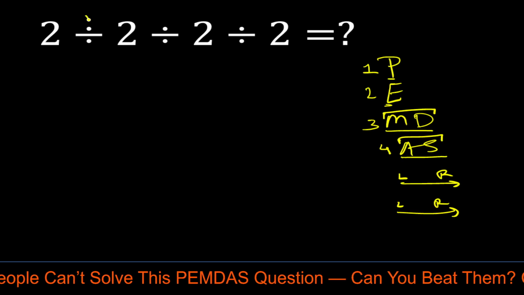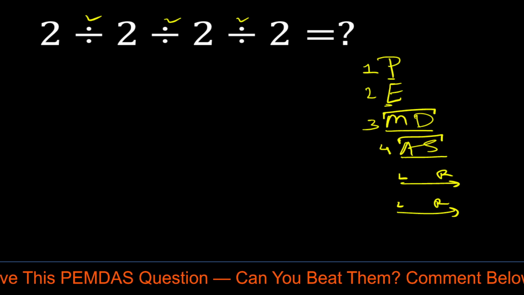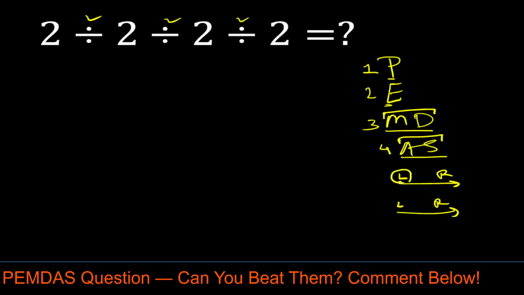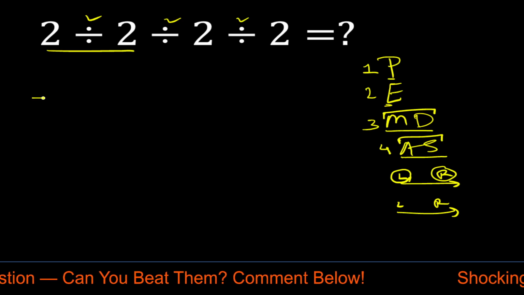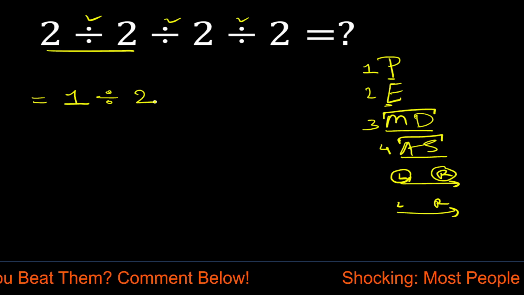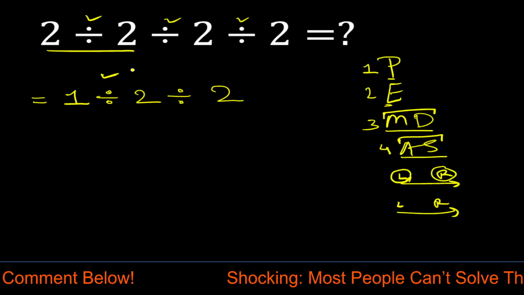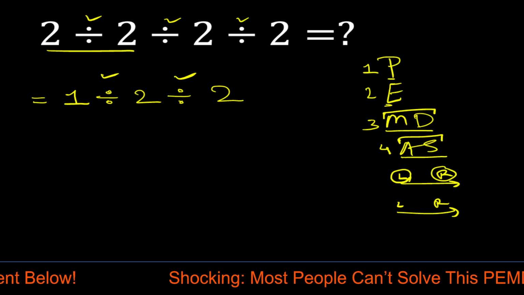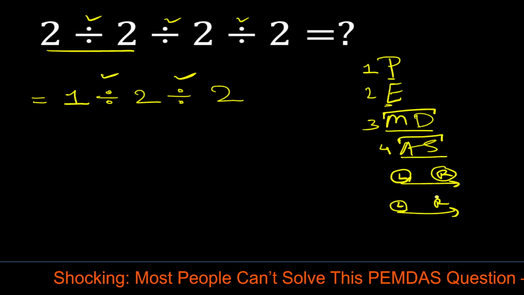So in this question, here we have division, here division, and here division, and all have equal priority, so we have to solve it from left to right. So first we have to solve this division, right? So now 1 divided by 2 divided by 2, right? Now here we have division and here division, and both have equal priority, so we have to solve it from left to right.